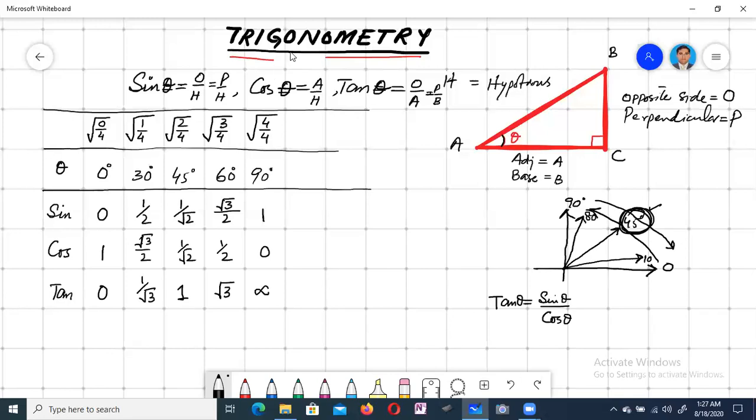This is the table. You can get these values easily in the first quadrant. For the second, third and fourth quadrants, how you will find all those values, that method also I'm telling you here. In the first quadrant, all the values we represent with theta, as theta 0, 30, 45, 60, 90.